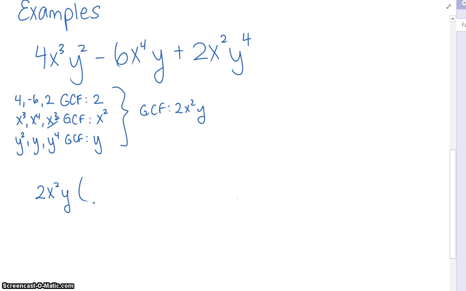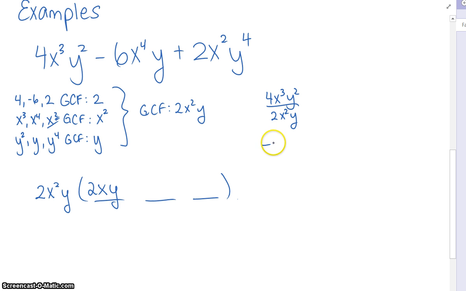2x squared y now has to be multiplied by 3 terms, so that when I distribute it, I will get my 3 terms in my original polynomial. So again, we look at each part. The first term, 4x cubed y squared, if we divide this by our greatest common factor, the 4 and the 2 divides to give us 2. The x cubed and x squared, when you subtract their exponents, you're left with x. The y squared and the y, you're left with y.